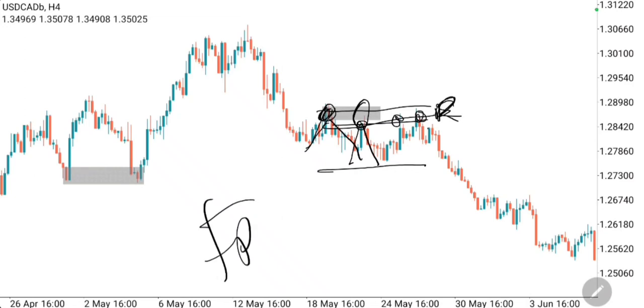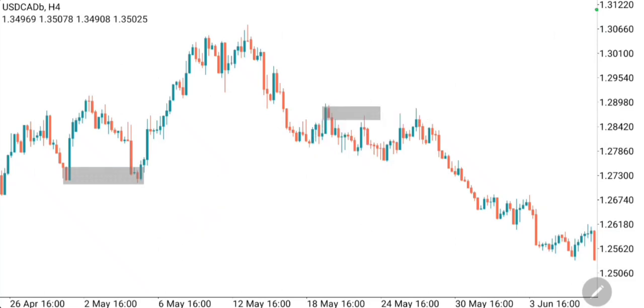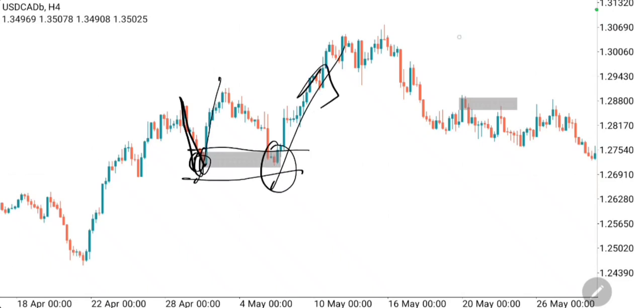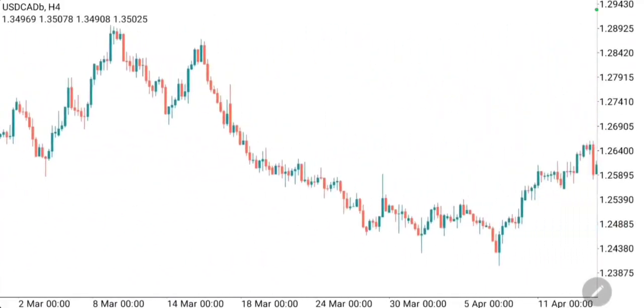Always trade fresh zones. This is key. Fresh zones where price has not come to, price has not traded from, have a higher probability. It works out more than trading a zone that price has actually traded from before. This is a rally drop base zone, and you can see the market bought from here beautifully. All right, so that is it basically.